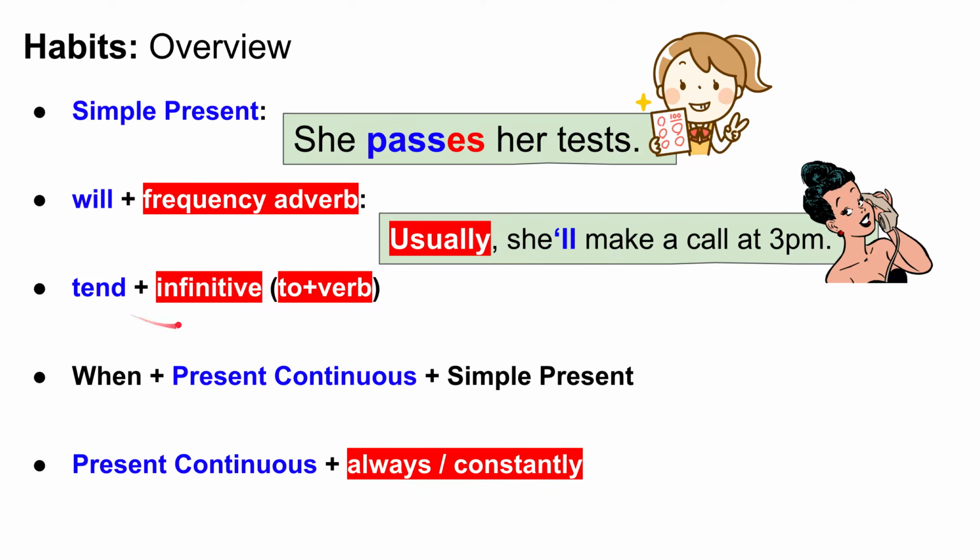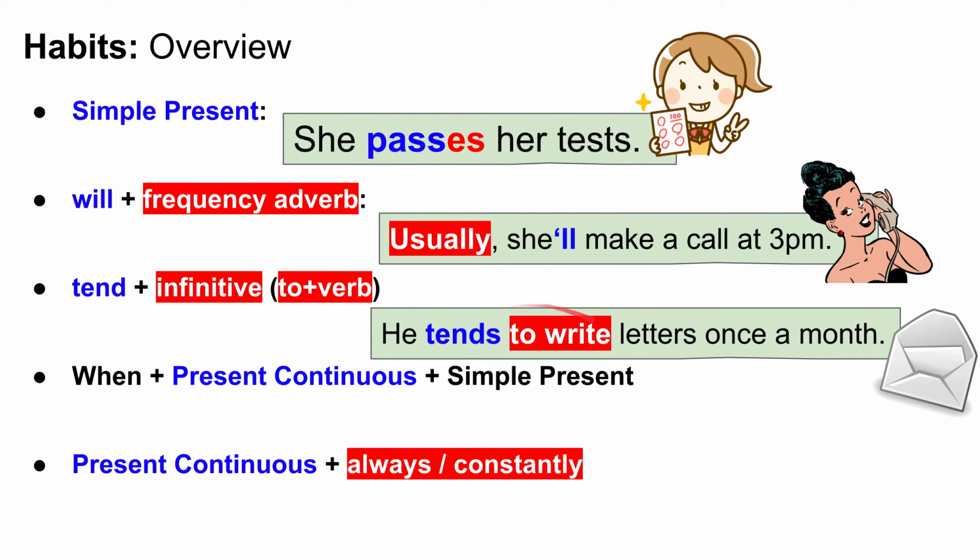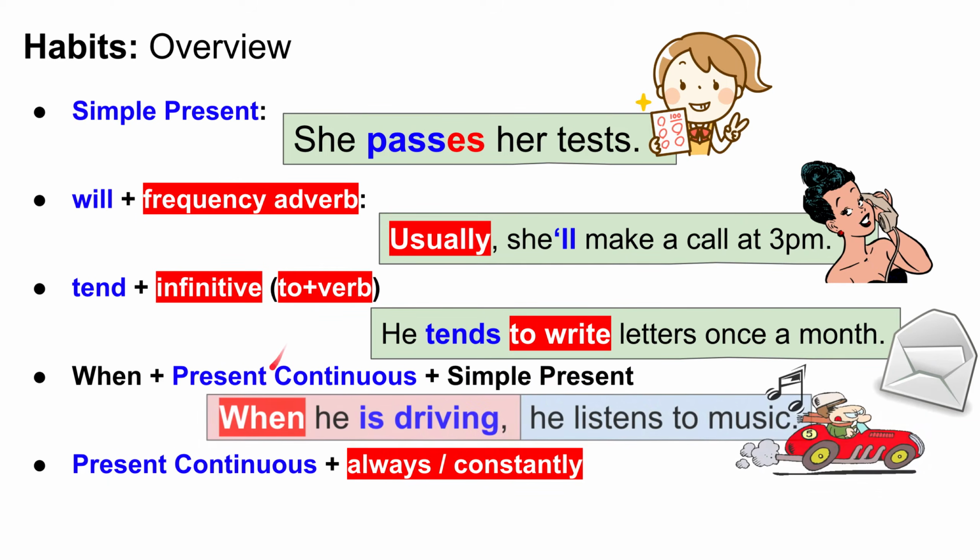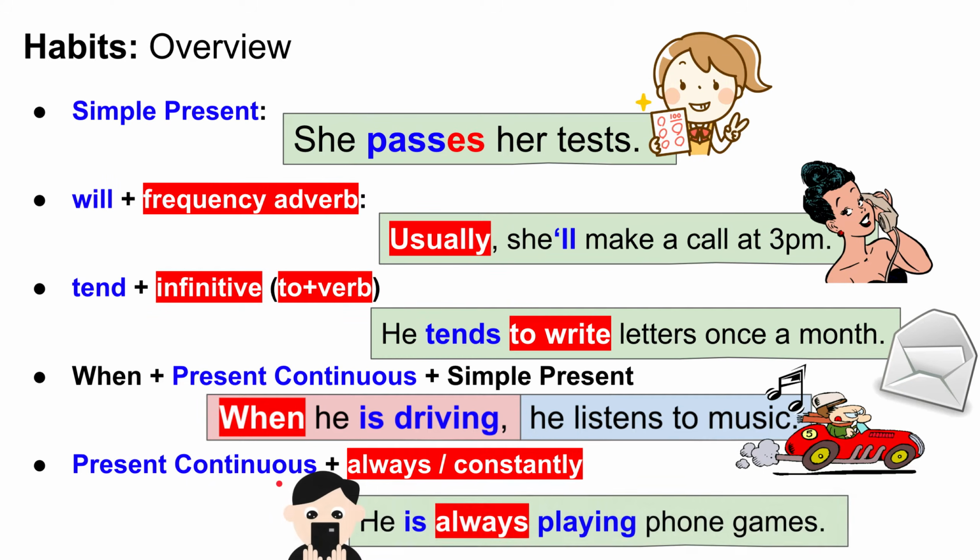We're going to look at tend plus the infinitive. He tends to write letters once a month. We're going to look at when plus the present continuous plus the simple present. For example, when he is driving, he listens to music. And we're going to look at the present continuous plus always or constantly. So for example, he is always playing phone games.